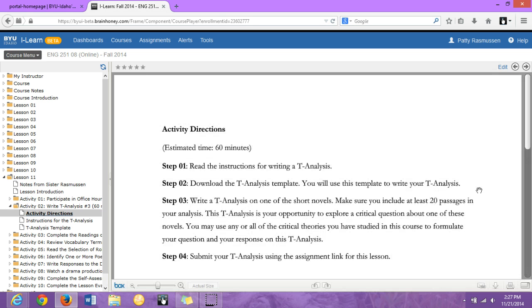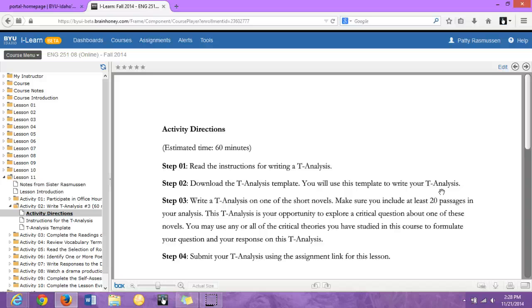Again, you're going to be using the short novel that you used in lesson 10, but something that you've got to keep in mind this week is in the past, your T-analysis assignments have asked you to work with 10 passages. In this T-analysis, you need to have 20. So make sure that you add 10 more than you have in the past so that you don't lose points when you go to turn it in. So again, make sure that your T-analysis number 3 has 20 passages that you're working with.